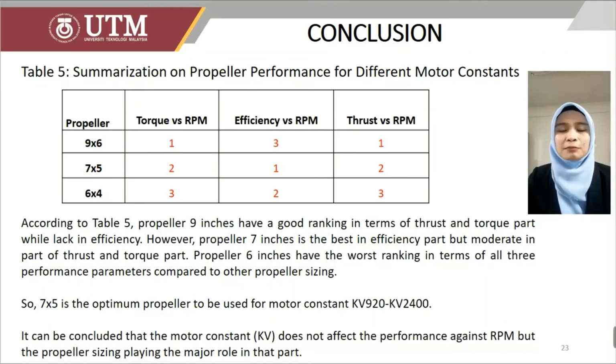So 7 times 5 is the optimum propeller to be used for motor constants between KV920 and KV2400. It can be concluded that the motor constant KV does not affect the performance against RPM, but propeller sizing plays the major role in that part.